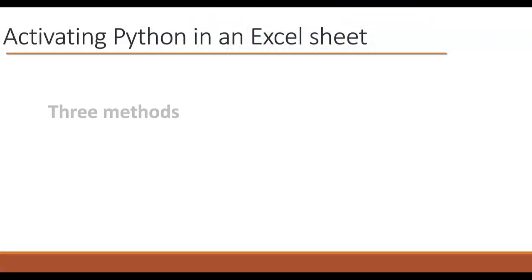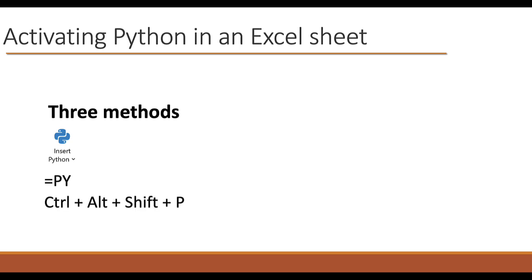First, I'll show you quickly there are three ways to activate Python in a cell. One way is to use the icon in the Formulas tab on the ribbon bar. Second way is to type =py in a cell. And note, this is not a function. You see there are no parentheses, and you don't put parentheses in there. And the third way is you can press Ctrl-Alt-Shift-P. Any one of these three methods will give you a Python prompt in the cell.